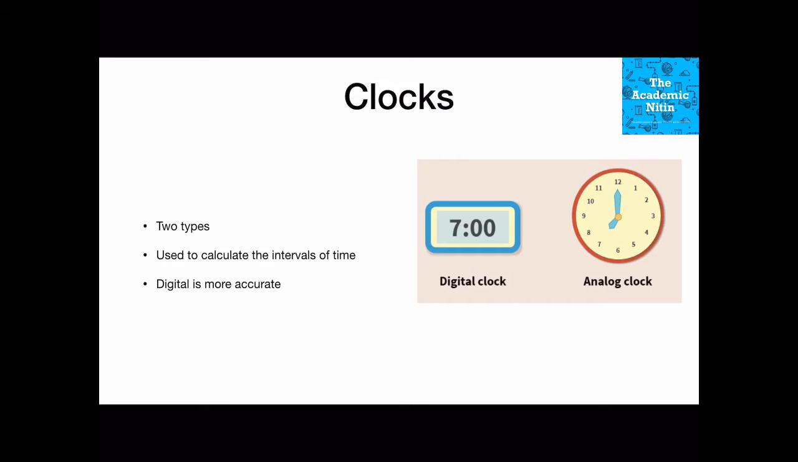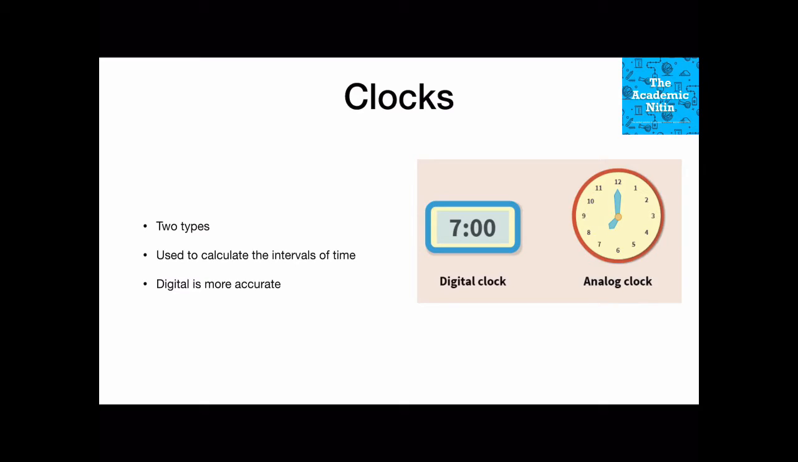So clocks. You may wonder, what is a clock doing in IGCSE physics? So now let's see. There are two types of clocks, as you may know, digital and analog. Clocks are generally used to measure the intervals of time between reactions. Digital is more accurate than the analog clock.